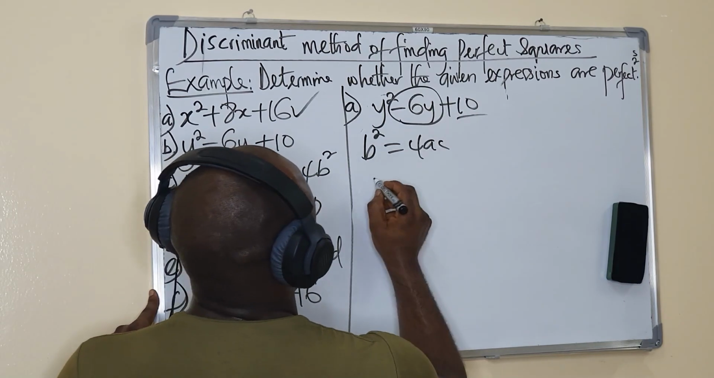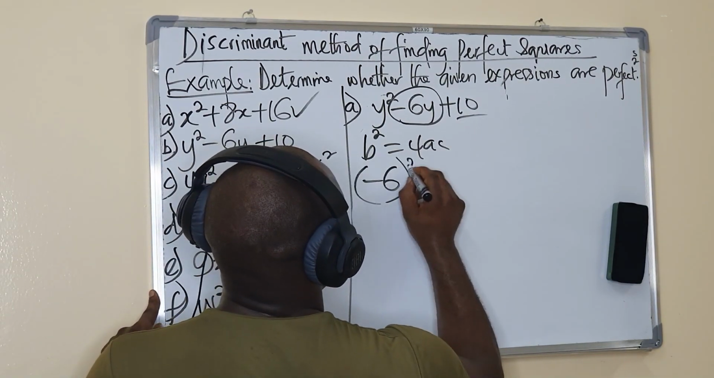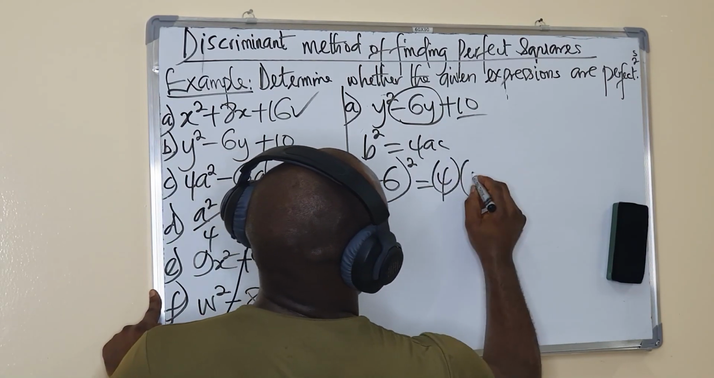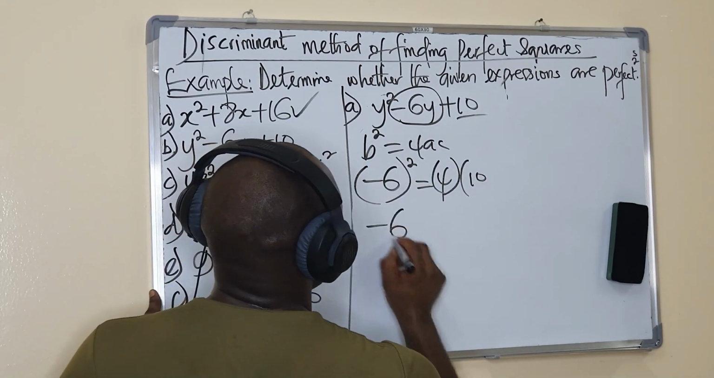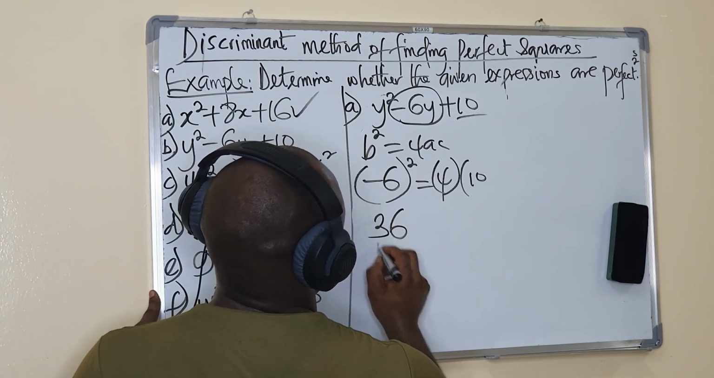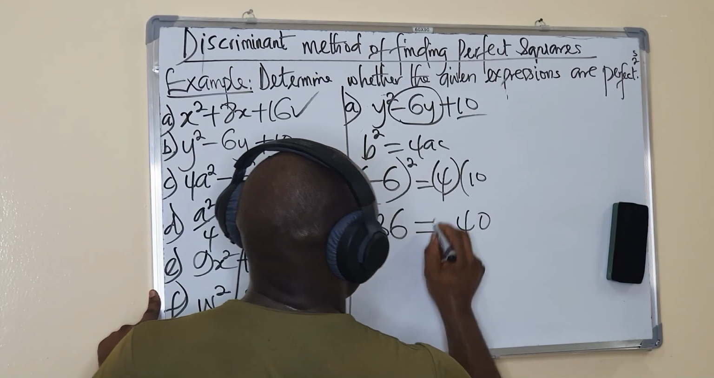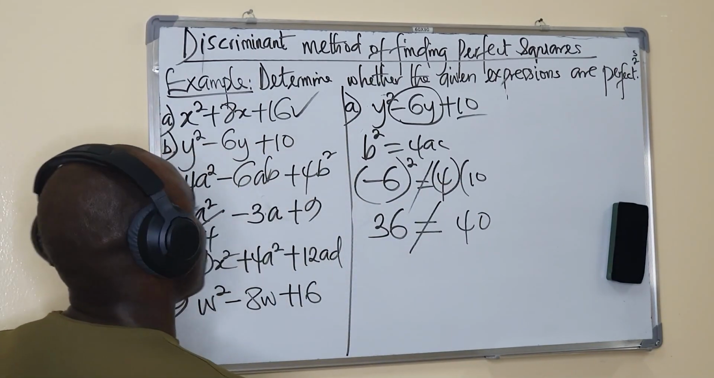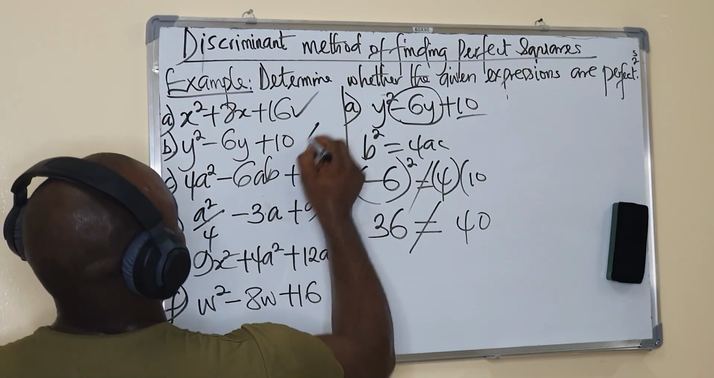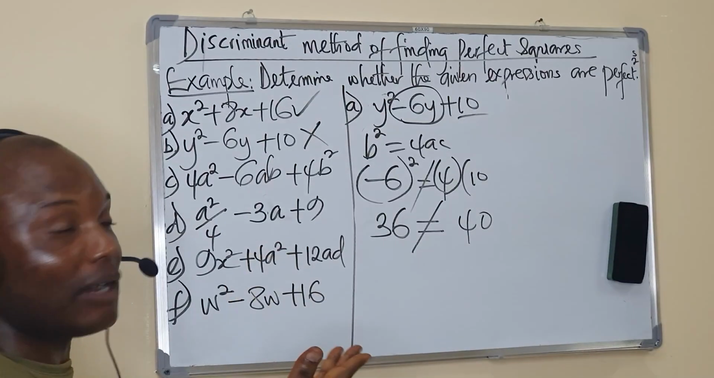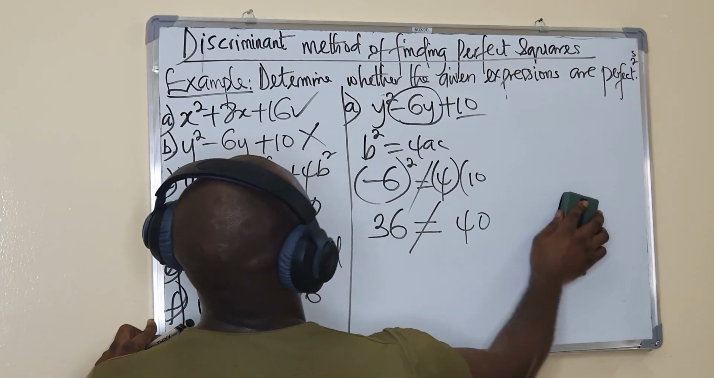What's our b squared here? Our b squared is negative 6 squared. So negative 6 squared must equal 4 times our a is 1, our c is 10. Negative 6 squared will leave us with 36. Is it the same thing as 4 times 10, 40? No. So our b squared is not equal to 4ac. Therefore, the second expression is not a perfect square. Do you see how it works? Let's try out the third expression.